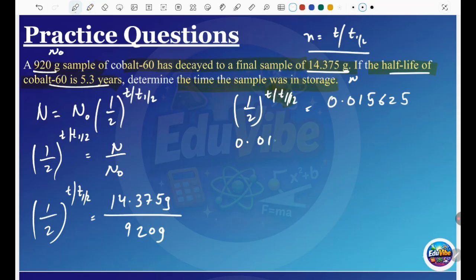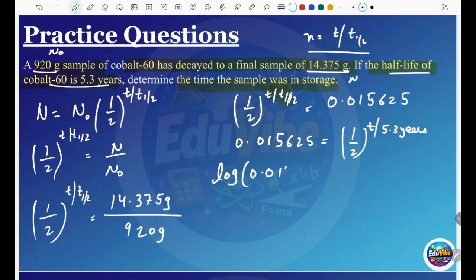We have 0.015625 is equal to half raised to T over T half, and T half we have been given, which is 5.3 years. So this is over there. Now you can change it to the logarithm form. How? You take the log on both sides. First you do this type. You do the logs on both sides. You can say that this is T divided by 5.3.